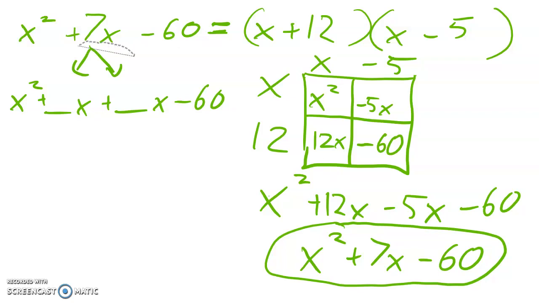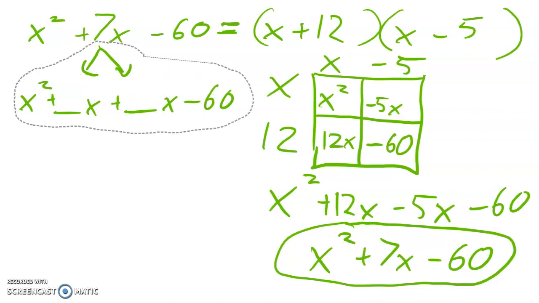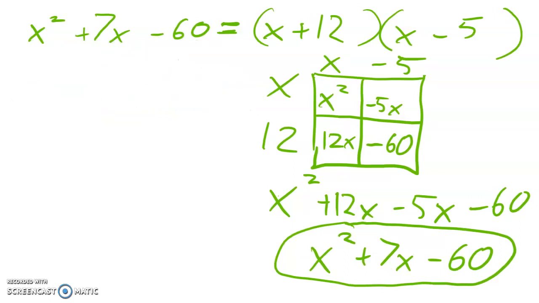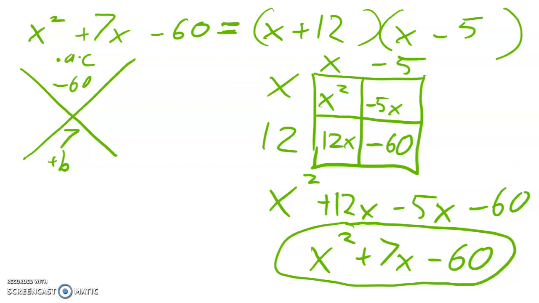Now, a typical way we do this is with this fancy X. I'll point out that you don't have to use an X like this, but this is a fairly common method. We write A times C on top, B on the bottom. The A times C, that has to do with when we do the harder problems. But I'm going to just fill in 1 times -60 goes up top. 7, that goes in the bottom.